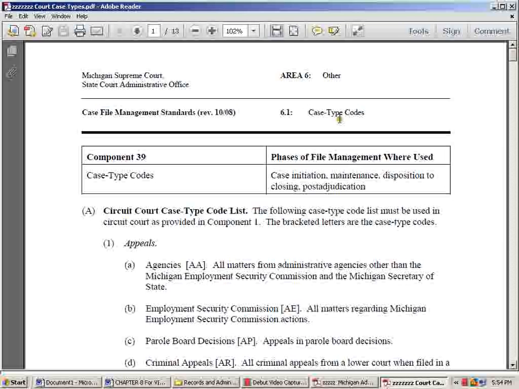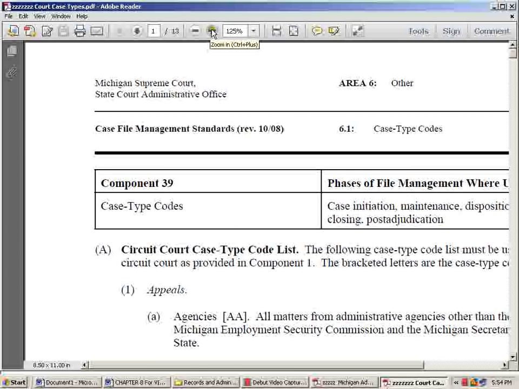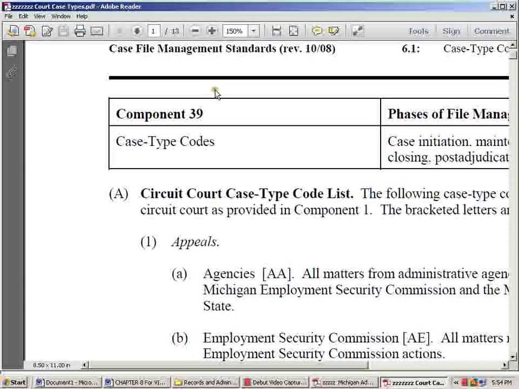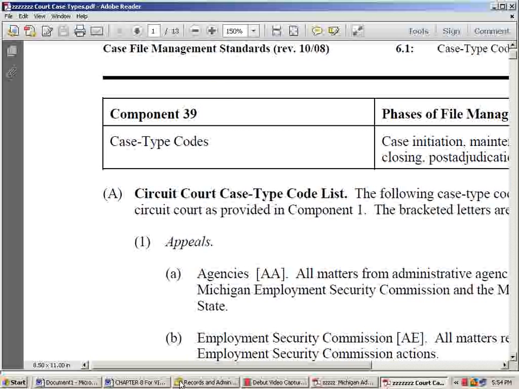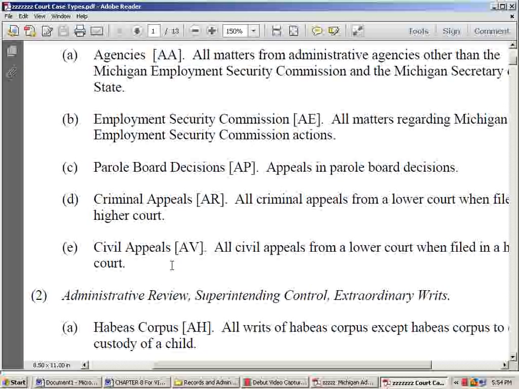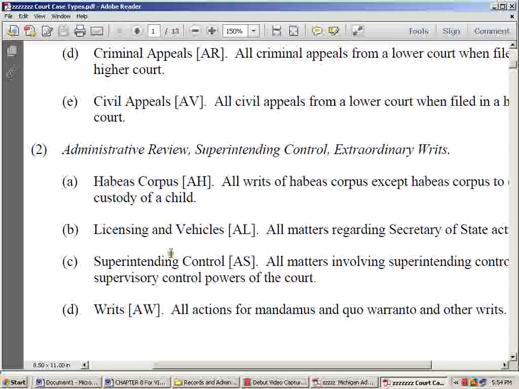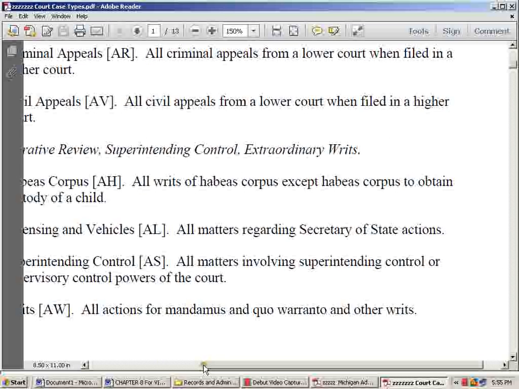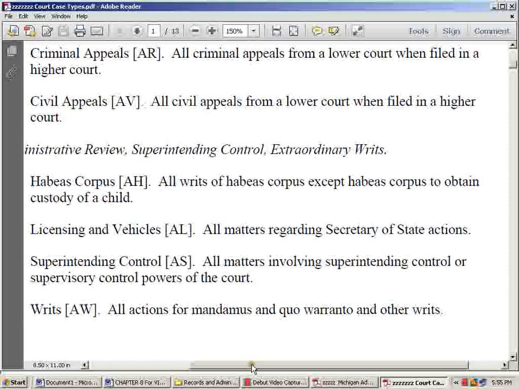These right here. Circuit Court Case Type Code List. Appeals. This one I want. Administrative Review, Superintending Control, Extraordinary Writs. Habeas Corpus, AH. Licensing of Vehicles, AL. Superintending Control, AS. Writs, AW. All actions for a mandamus and quo warranto and other writs.